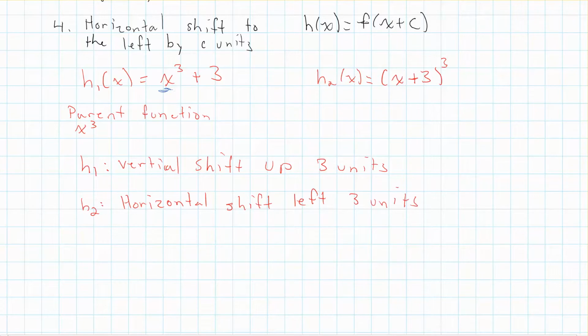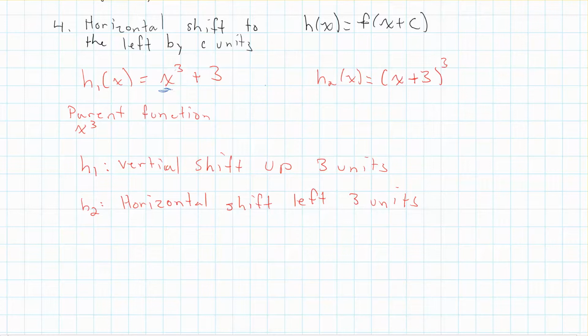And if we look at these, hopefully it's pretty obvious what the difference is. Here, you're cubing the x first, then adding 3. Here, you're adding 3 first, then cubing. So if you add the number first before doing the parent function operation, that's a horizontal shift. If you do the parent function operation first and then add another number, that's a vertical shift.